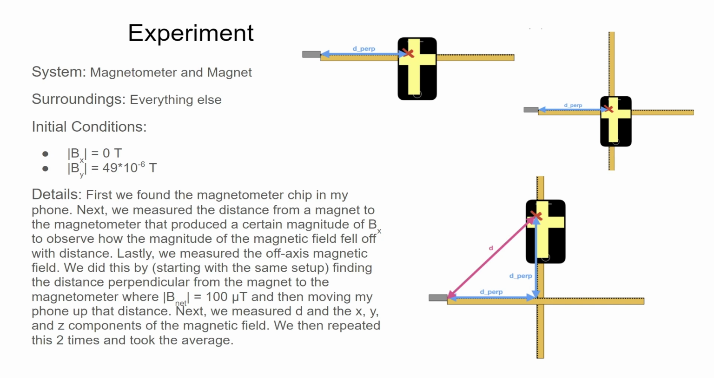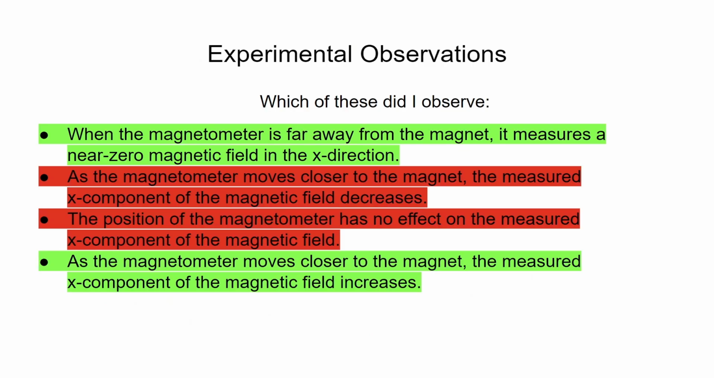Lastly, we measured the off-axis magnetic fields. We did this by starting with the same setup and finding the distance perpendicular from the magnet to the magnetometer, where B net equaled 100 microteslas, and then moving my phone up at that distance. Next, we measured the X, Y and Z components of the magnetic field. We repeated this 2 times, and then we took that average.